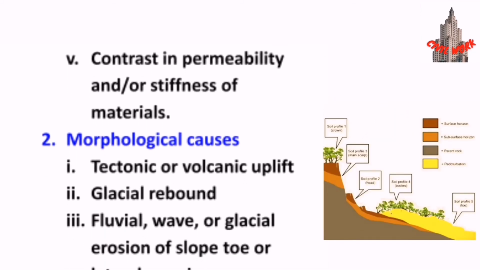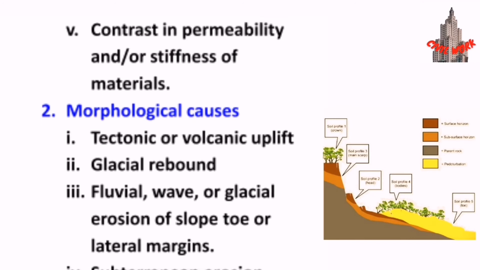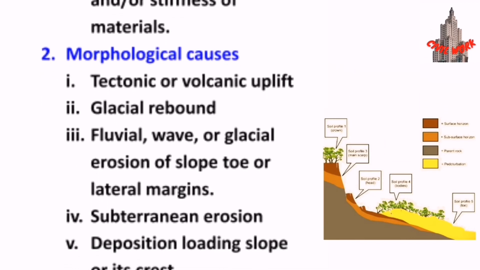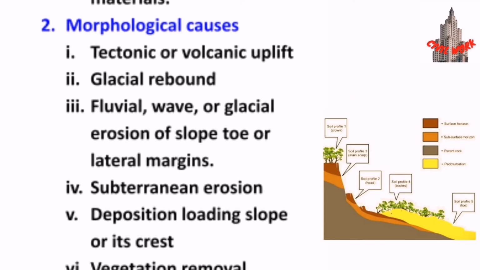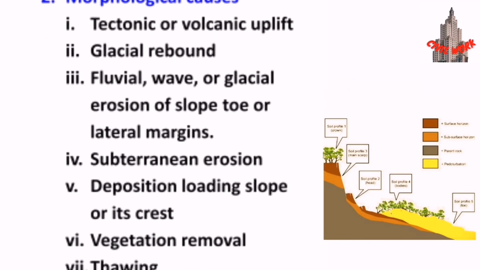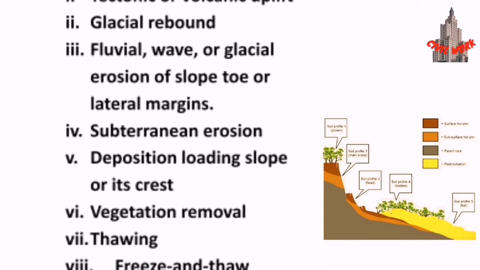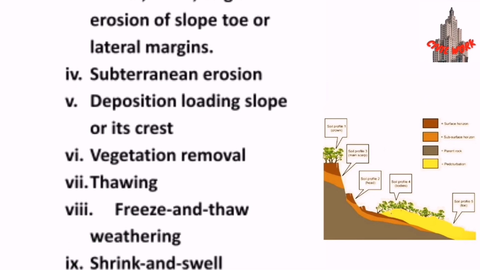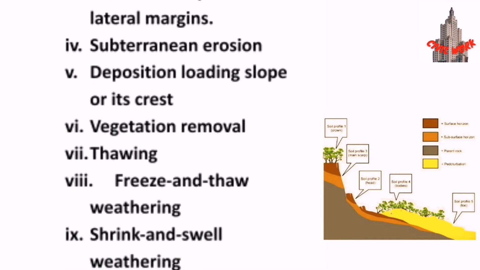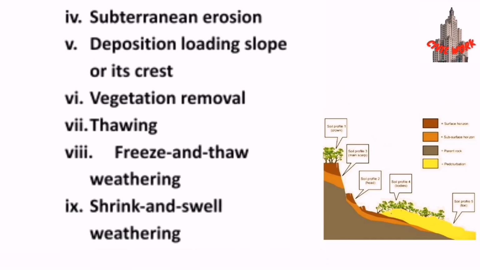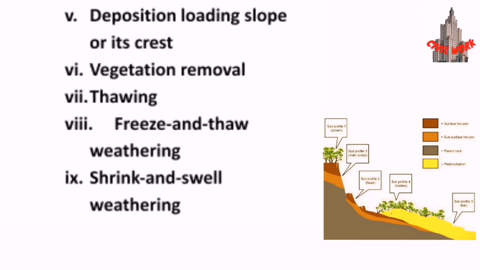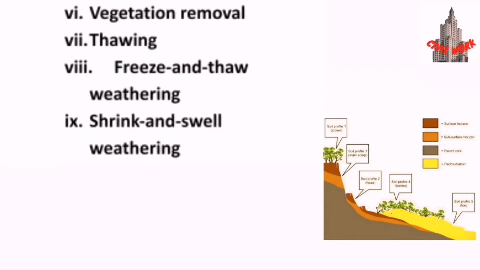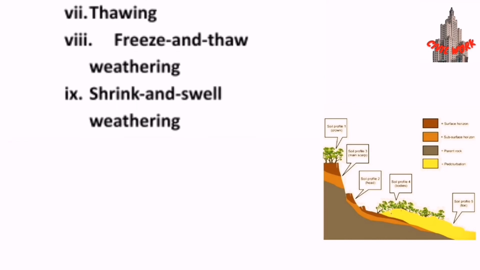2. Morphological causes. 1. Tectonic or volcanic uplift. 2. Glacial rebound. 3. Fluvial, wave, or glacial erosion of slope, toe, or lateral margins. 4. Subterranean erosion. 5. Deposition loading slope or its crest. 6. Vegetation removal. 7. Thawing. 8. Freeze and thaw weathering. 10. Shrink and swell weathering.